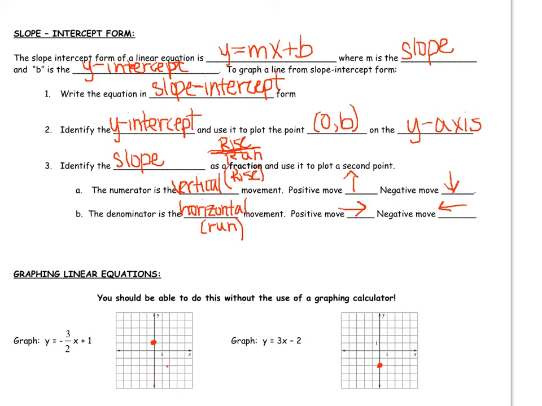So down 3 over 2 would bring me right here. If I go down 3 and over 2 again, I'm going to come to this point. And then if I go back to my beginning point and go in the opposite direction, if I go up 3, I can go back to get this point. And then draw my line through there. Kind of hard when I don't have a straight edge here.